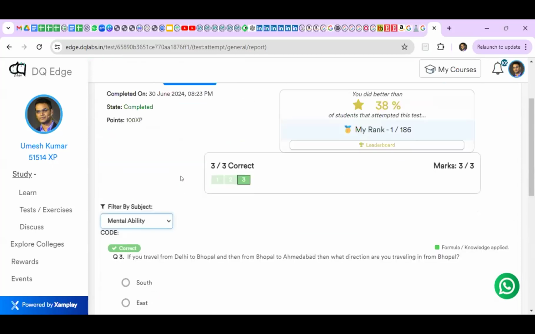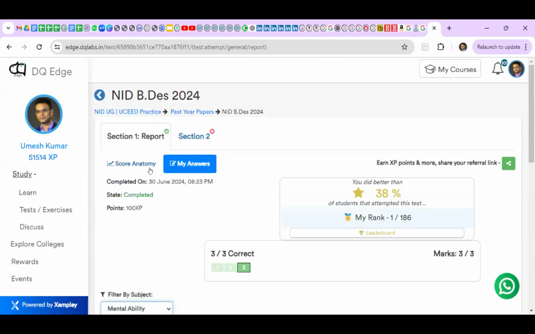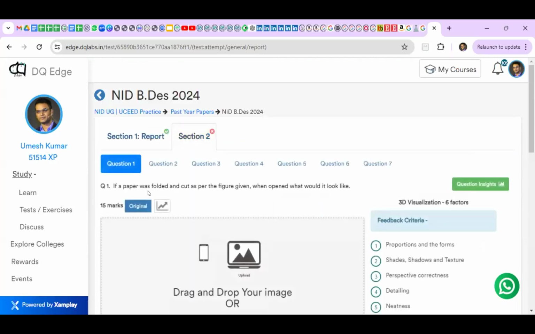So you will be able to do this kind of analysis if you use DQ Edge. If you are using, let us say, physical paper, then you would not be able to record this information and then analyze it. Anyway, so that is for section 1. Now let us take section 2.